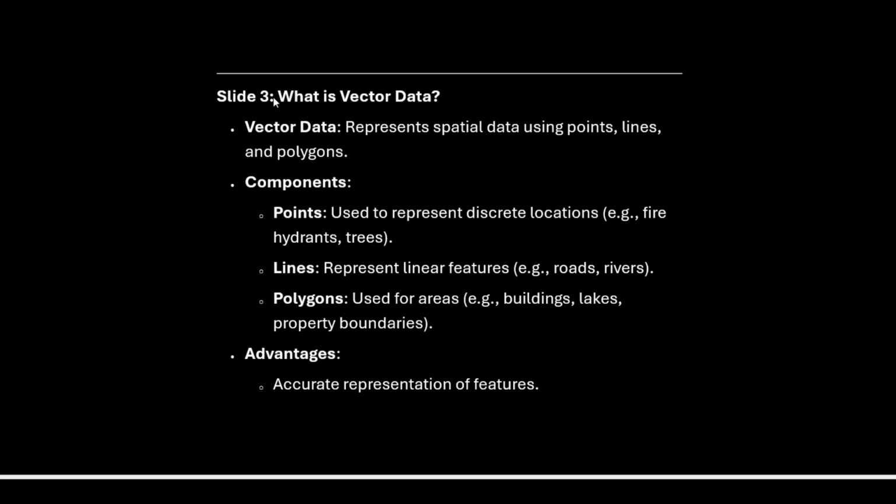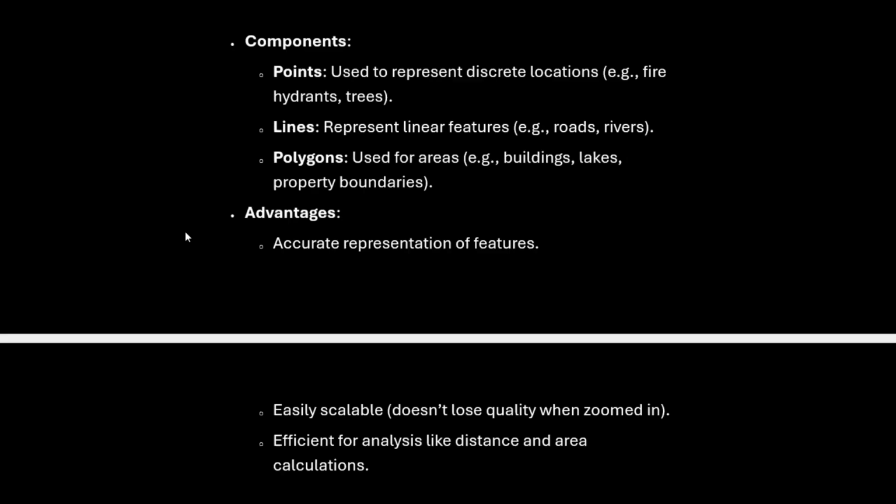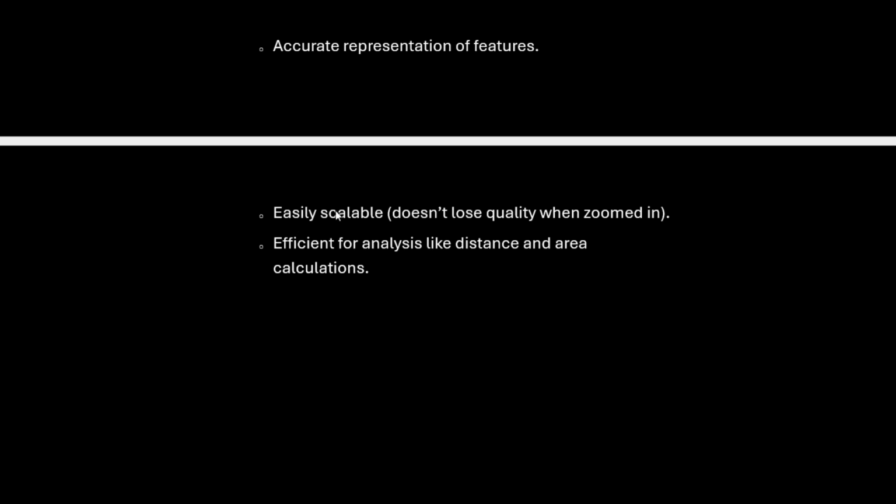And vector data is the most commonly used, but if you get specialized in raster data, you make yourself even more hireable because it's not quite as common, but it's very powerful as well. So you're going to be seeing mostly vector data in here. If we have a geospatial data set that's raster, I will inform you that it is. You can see the extra advantages here: it doesn't lose quality when zoomed in or out, it's easily scalable, and it's efficient for analysis like distance and area calculations.